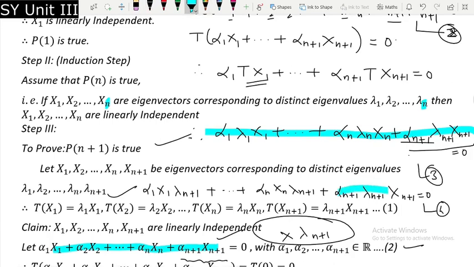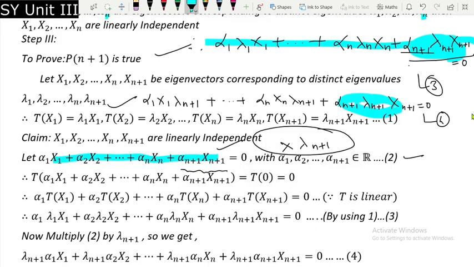This last term will get cancelled out, isn't it? And once this last term gets cancelled out, what are we going to get? This I will take a bit down, as you can see over here.